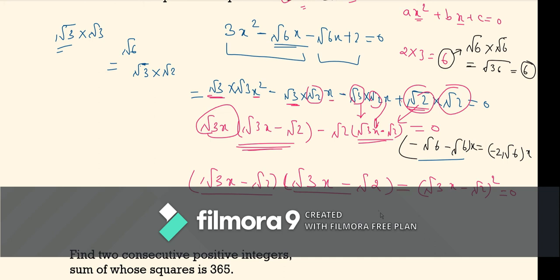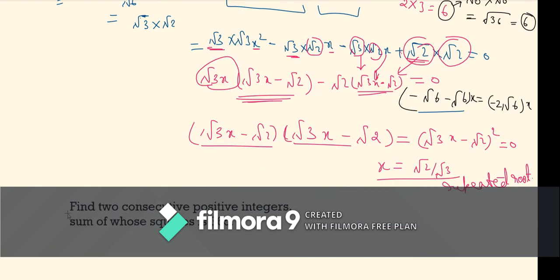Now what is the value of x? So x will be equal to root 2 upon root 3, and again this is a case of repeated root. Okay, did you understand? It's a very easy question.